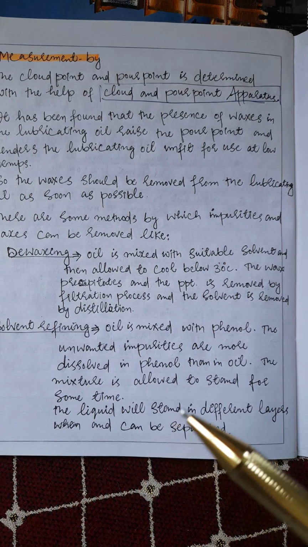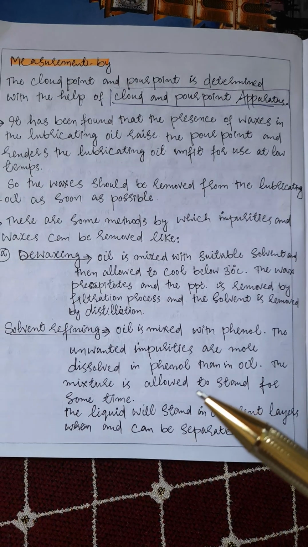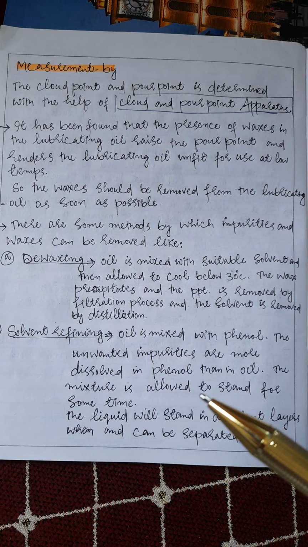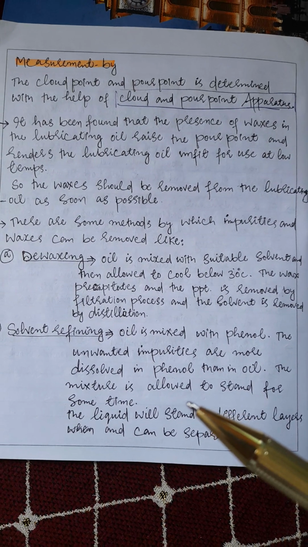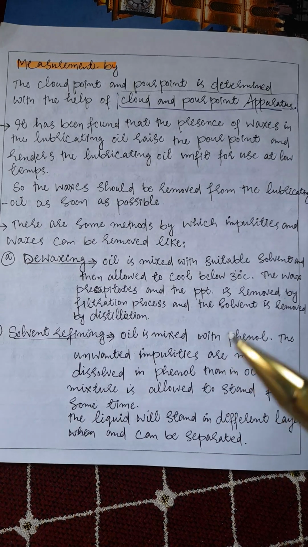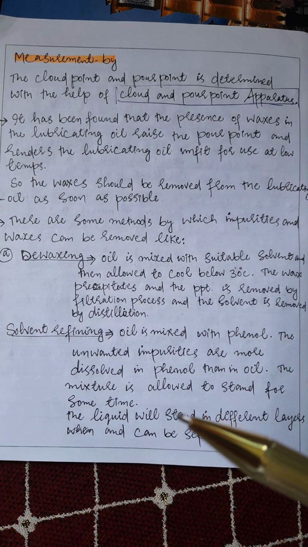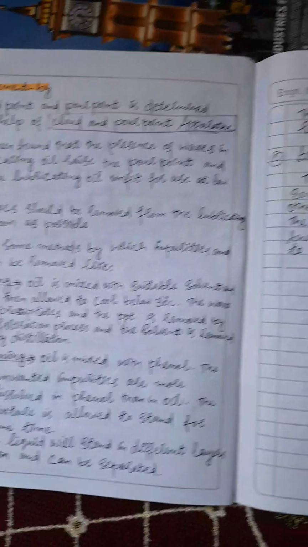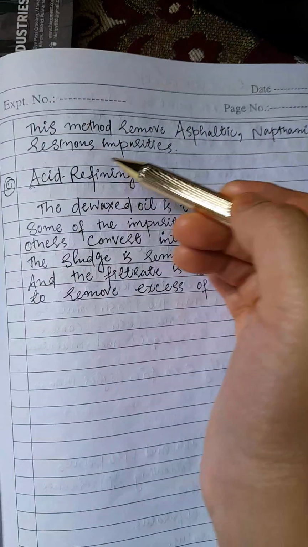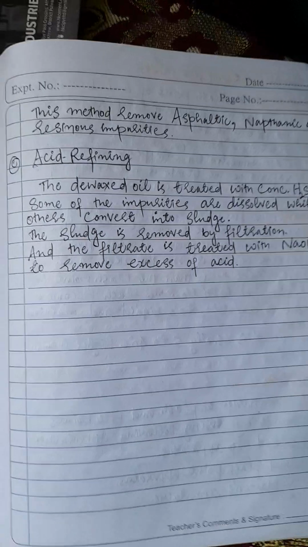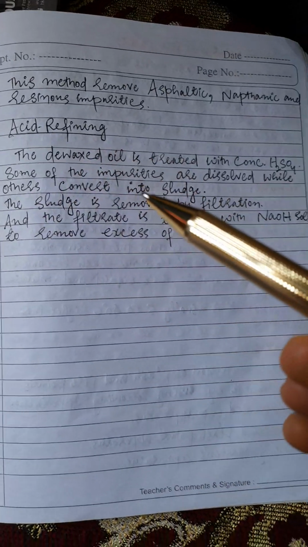In this also you can pause the video and read what solvent refining is, a process done in the lab. Here you can read, and we can do it in the lab. Fine. And by this method we can remove asphaltic, naphthenic and resinous impurities. Fine. And last we have acid refining.